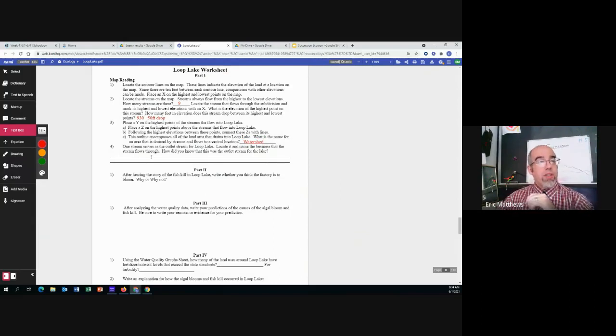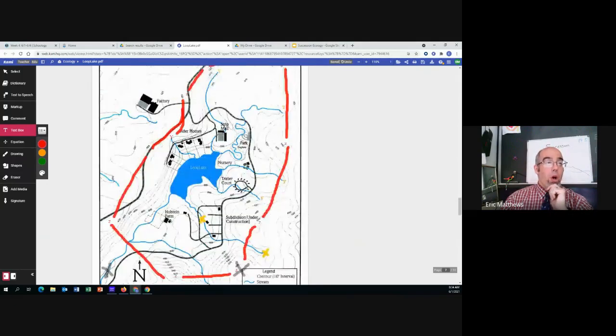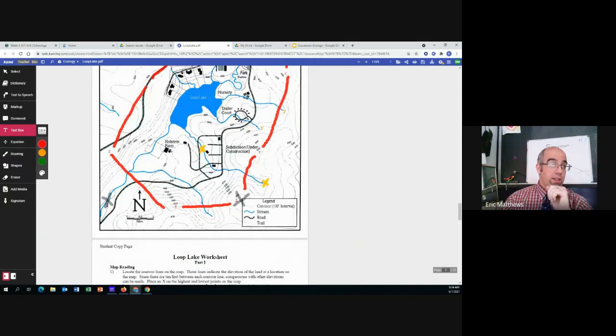One stream serves as the outlet stream for Loop Lake. Locate it and name the business the stream flows through. How did you know that this was the outlet? Well, we come back up here. All these streams with those Ys are coming into it. What's the only stream that doesn't have a Y that connects? It's this long one right here.